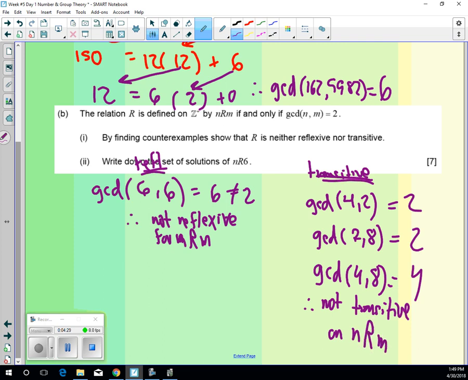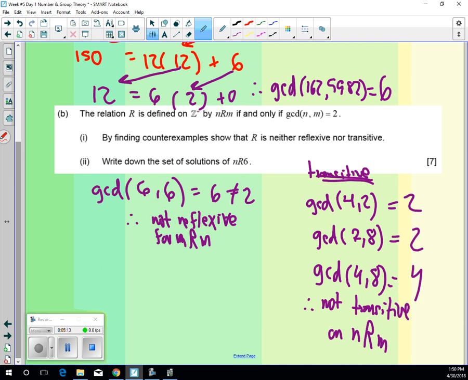All right. This one was kind of weird. Write down the set of solutions for nR6. So what they're saying there is, I think even numbers will work except for multiples of 6, right? So will 2 work? Will 4 work? Yeah, 2 and 4 will work. Will 6 work? How about 10? How about 12? 12 won't, 10 will, 8 would work.